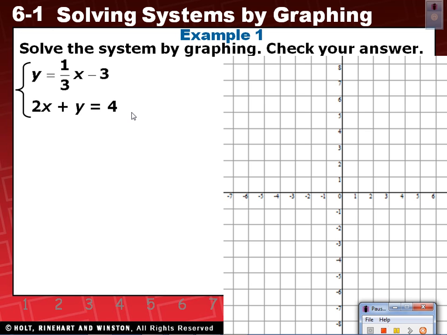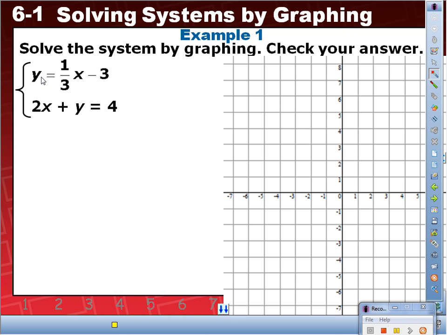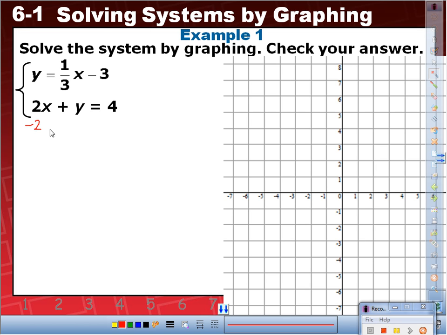Step 1 said solve for y. Let me look at my equations. Is this one solved for y? Yes, and it's in slope-intercept form. Is this one solved for y? No. We need to leave y by itself, so I need to subtract 2x. We're left with y equals negative 2x plus 4. Now both are solved for y and in slope-intercept form. Copy that, please.